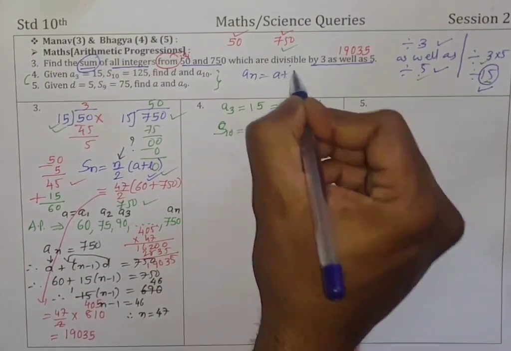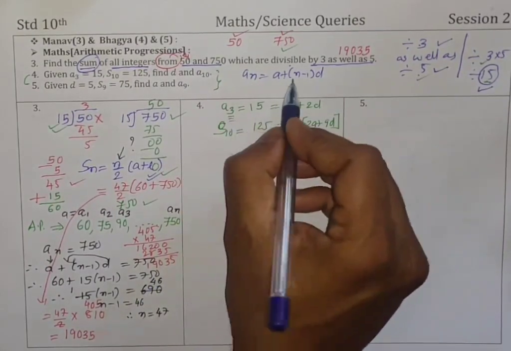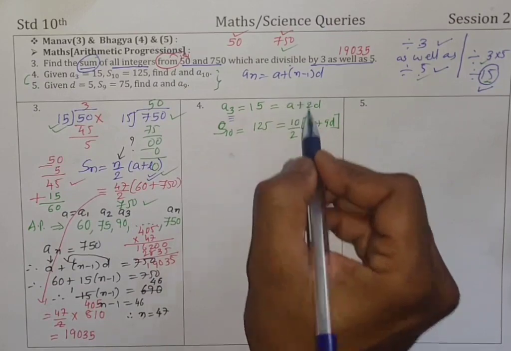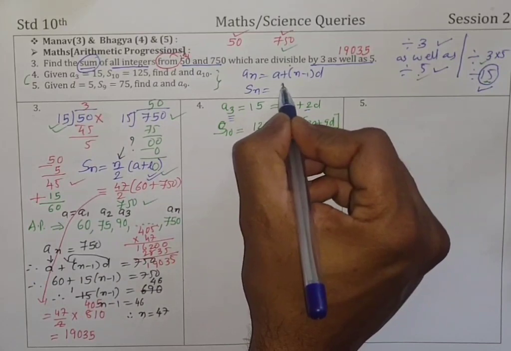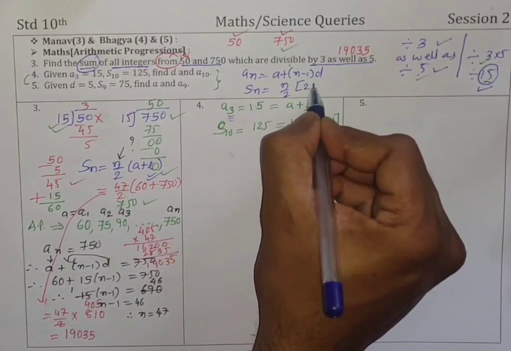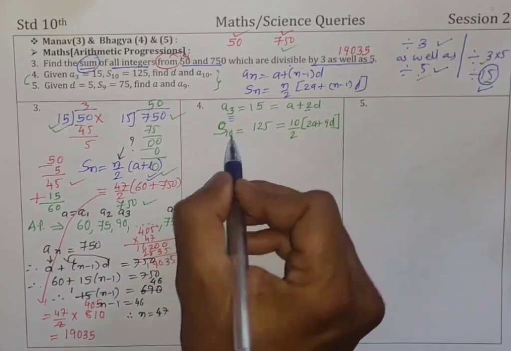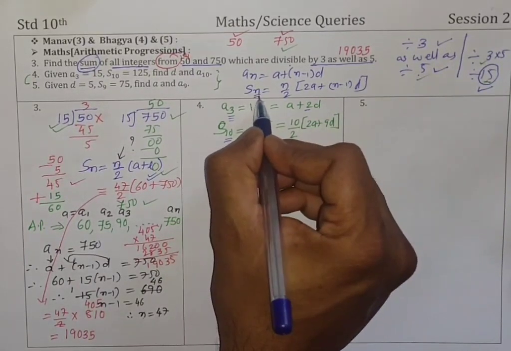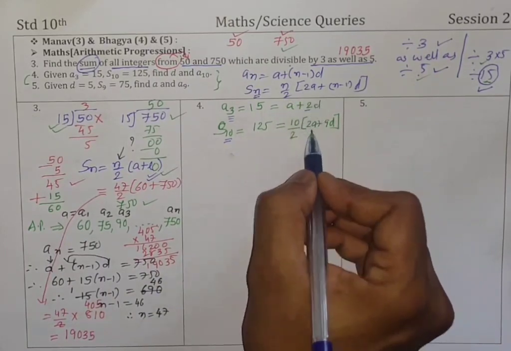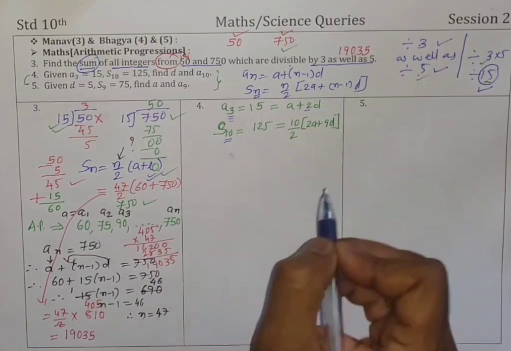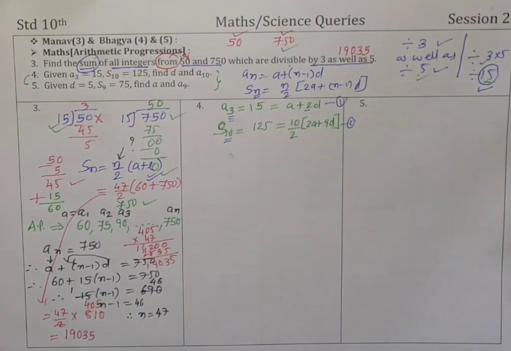a3 is equal to a plus n minus 1 into d. So what is n? n I took 3. So a plus 3 minus 1, that is 2d. And then what is Sn? n by 2 into 2a plus n minus 1 into d. But here you are given S10. So instead of n, I took 10. So 10 by 2 into 2a plus 10 minus 1, and that is 9d. I got equation number 1. I got equation number 2.